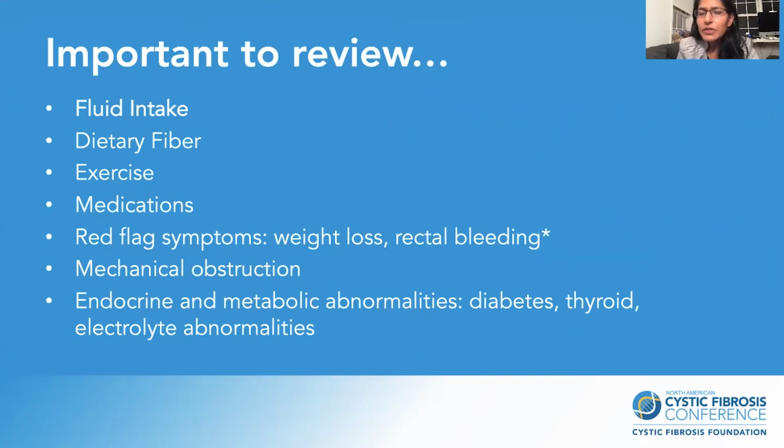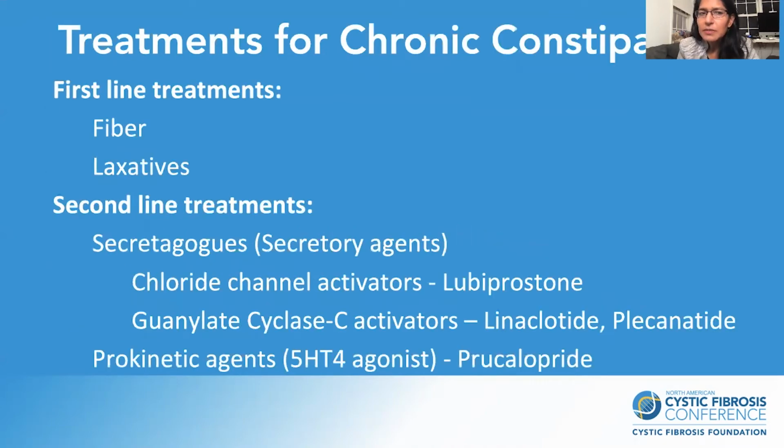And also important to review if they have any red flag symptoms such as weight loss or rectal bleeding, because we know that cystic fibrosis patients have a higher risk of developing colorectal cancer at an earlier age. So it's important to talk about these symptoms, and if these symptoms are present, to pursue an endoscopic workup. Important to also tease out whether there's any suggestion of intermittent mechanical obstruction contributing to symptoms from intussusception or rectal prolapse, and to review if there are any endocrine or metabolic abnormalities that may be exacerbating symptoms of constipation.